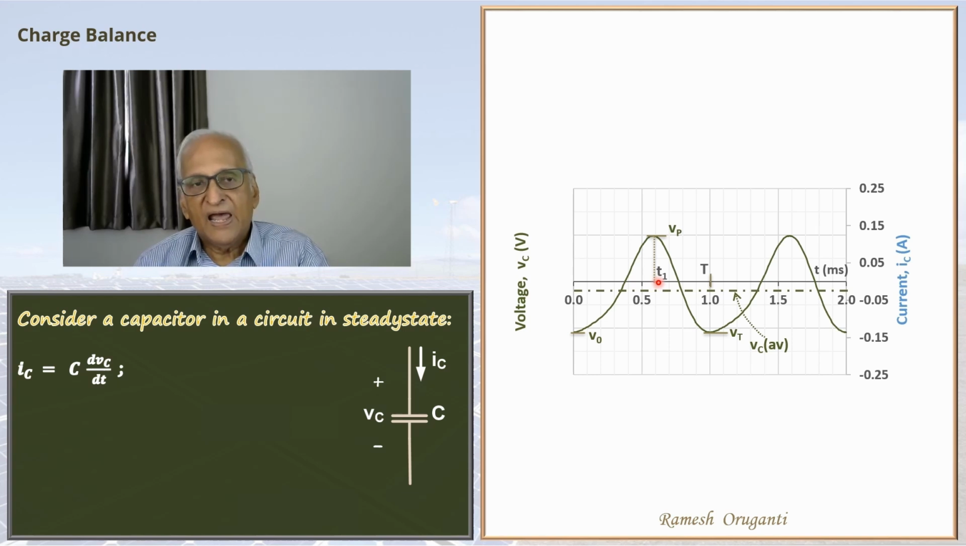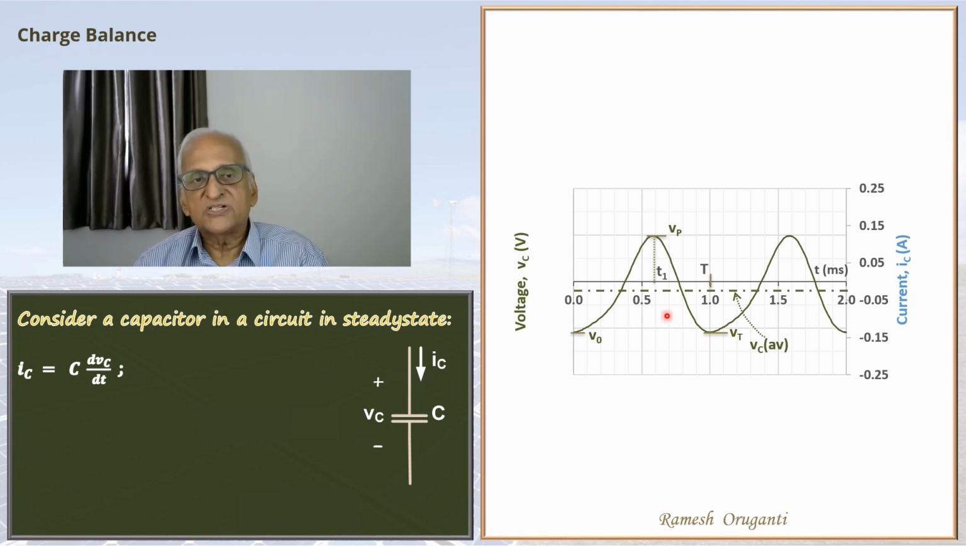Between t1 and t equal to capital T, the voltage is continuously falling. The slope is negative. dVc by dt is negative. So that means IC will be negative.